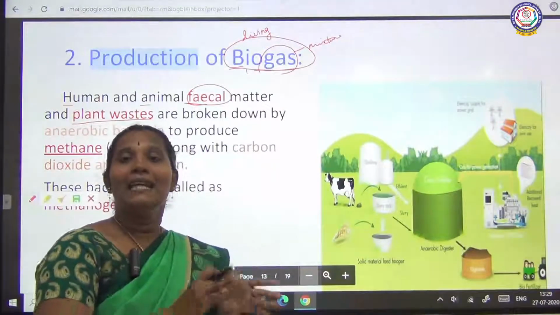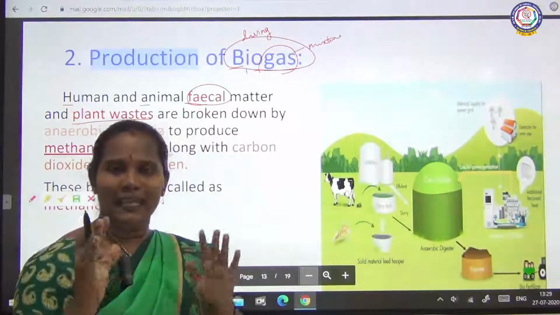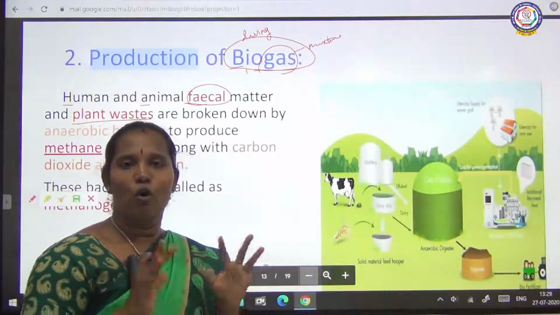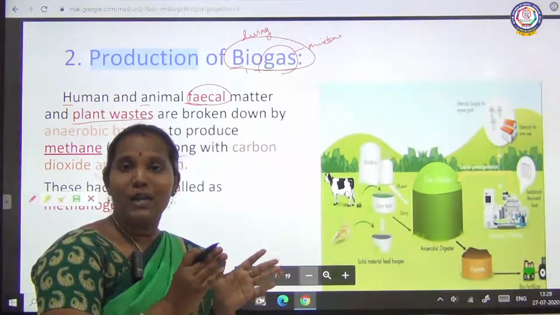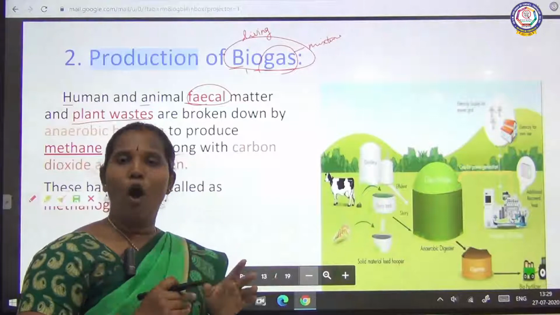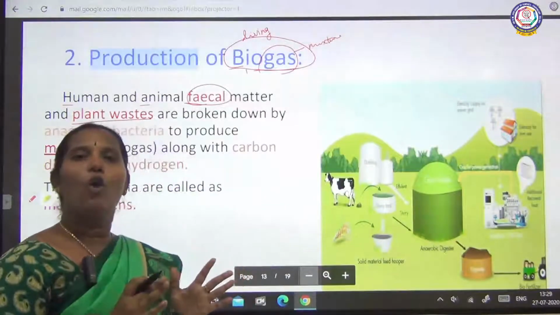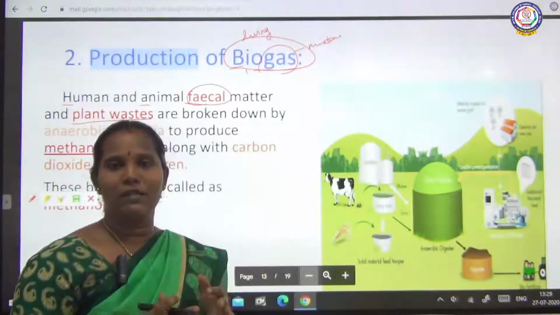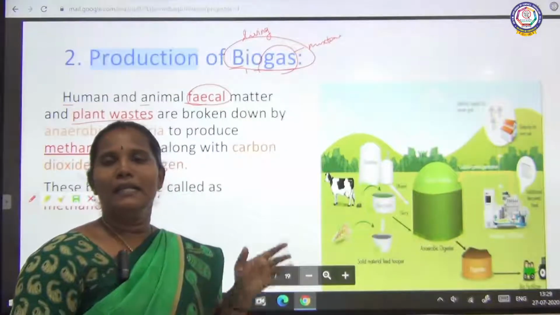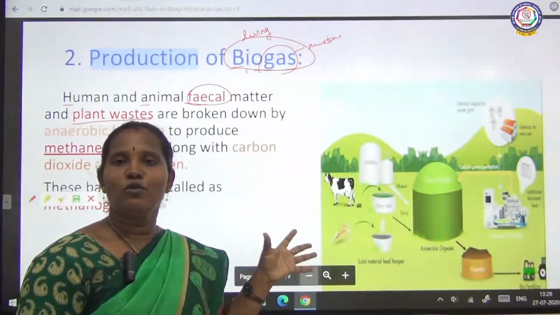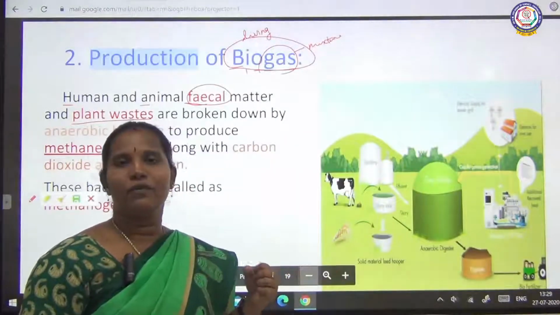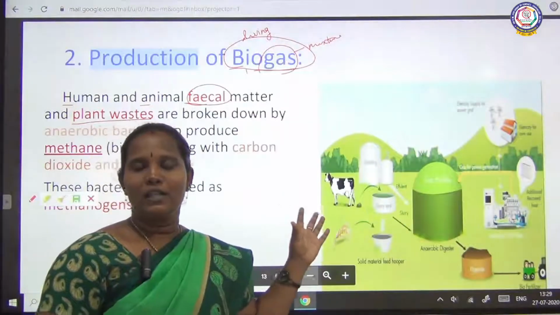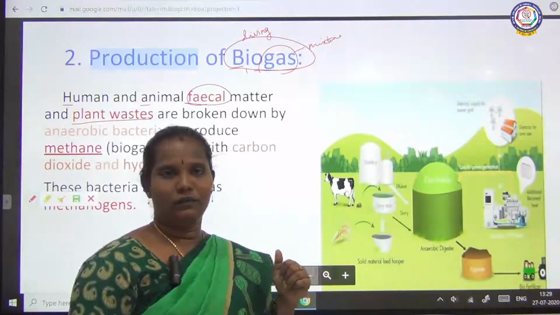These gases are collected into a tank. It is also called gobar gas. Biogas is also called gobar gas. This biogas is used as a fuel. Just as we use the cylinder in our home as fuel for preparing food and other uses, the same way biogas is used as a fuel for preparing food and other things.